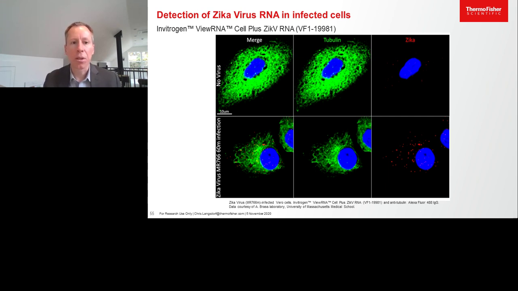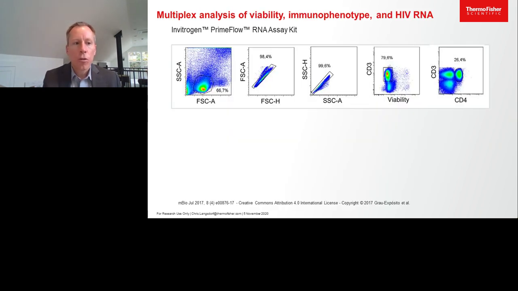For imaging, we would call this ViewRNA Cell Plus. And in a Zika virus model, we can use an antibody against tubulin and use our ViewRNA Cell Plus to visualize these, on the bottom right, bright spots indicating Zika virus RNA localization. Now, for imaging, this is called ViewRNA Cell Plus. For flow, we call this the PrimeFlow RNA assay.